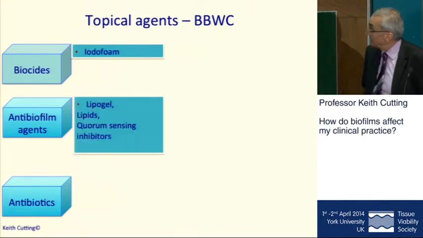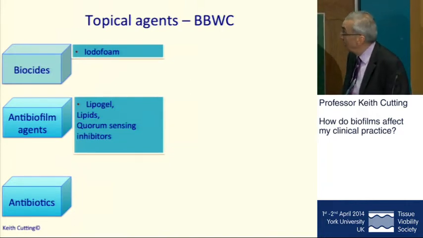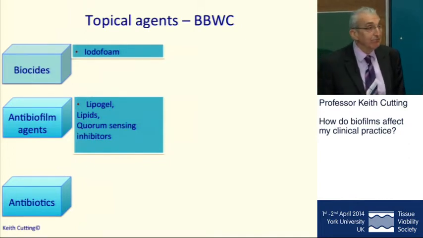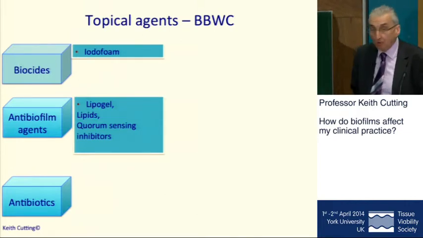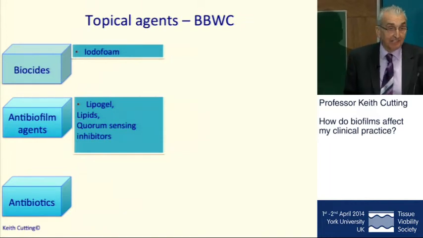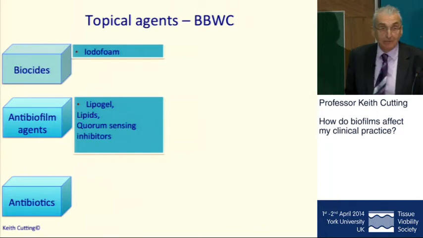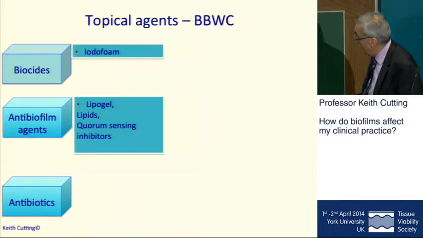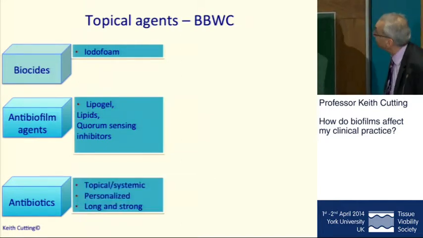And he now uses lipogel, which is again an amorphous hydrogel, but it has lipids in it, which are extracted from breast milk. And there are a number of quorum sensing inhibitors. Furanone is one of them. I don't know the identification of the others. The manufacturer keeps those details close to his chest. And again, they combine this with topical antibiotics.